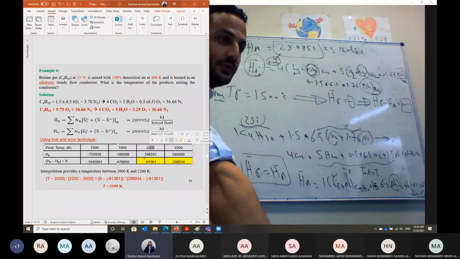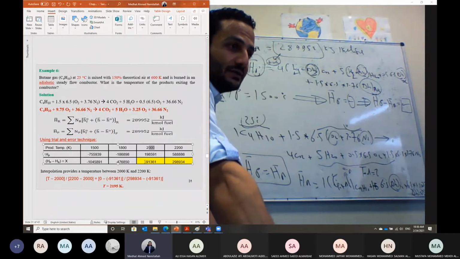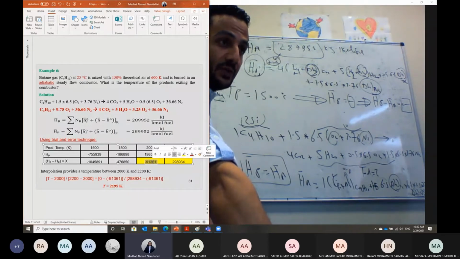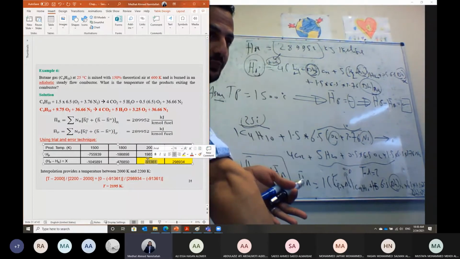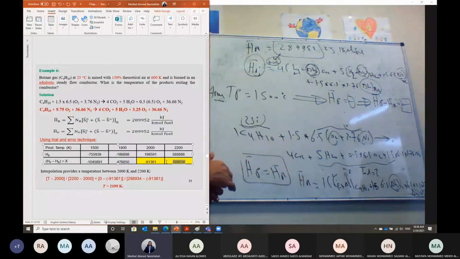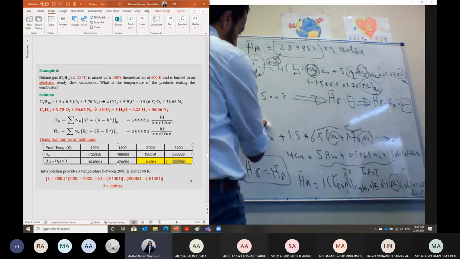You will find the H product minus H reactant. Sorry, this is H product. The difference H product minus H reactant, in this case, is still a negative value. This difference should equal 0. But if I try another case, 2200, you will find the difference H product minus H reactant is a positive value. So we have one negative value and one positive value, and the value in between should be where H product minus H reactant is equal to 0.